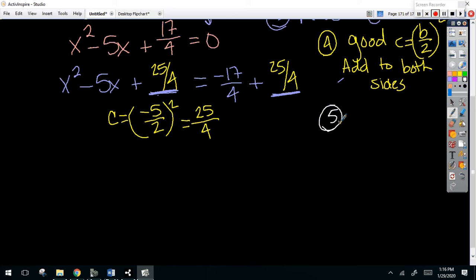All right, so now I'm going to factor and solve, and I'm almost done. I promise I am. How do you factor the left? It's a perfect square trinomial. What's the square root of the first one? 1x. First sign. What is the square root of 25 over 4? Do the square root at the top and the square root at the bottom. What's it become? 5 and 2.